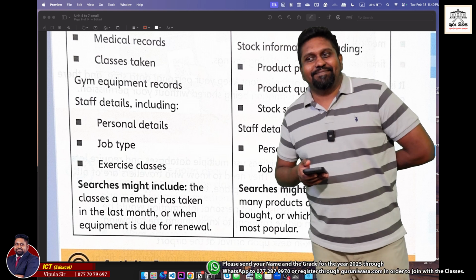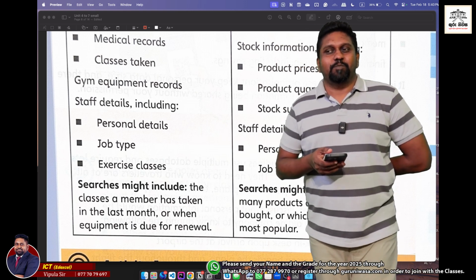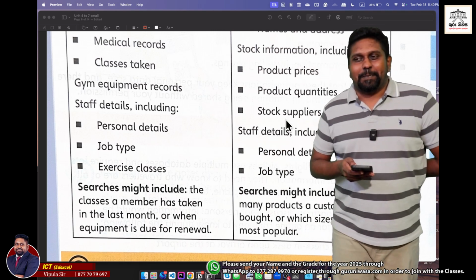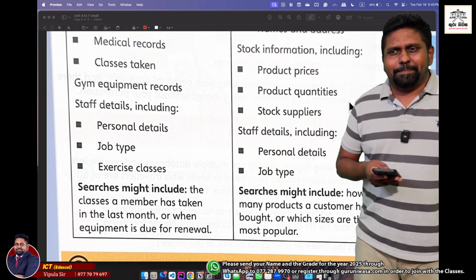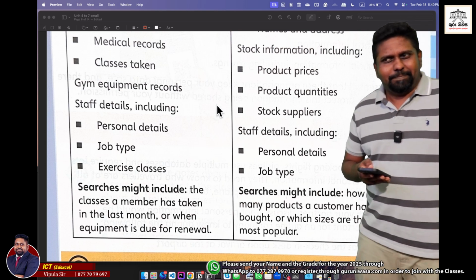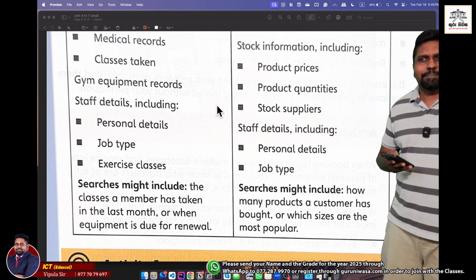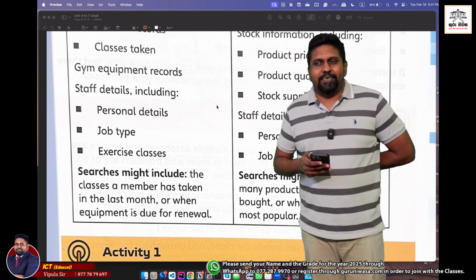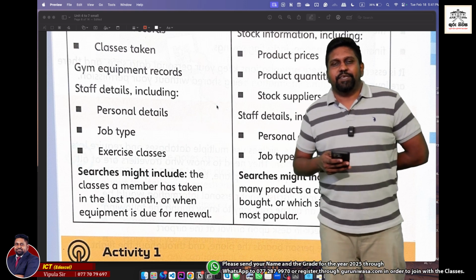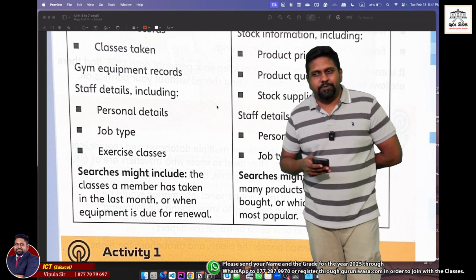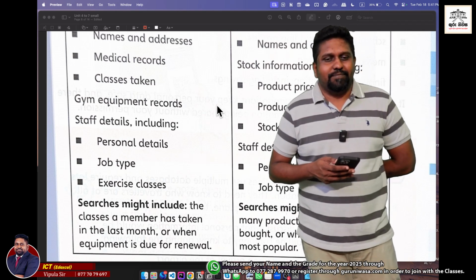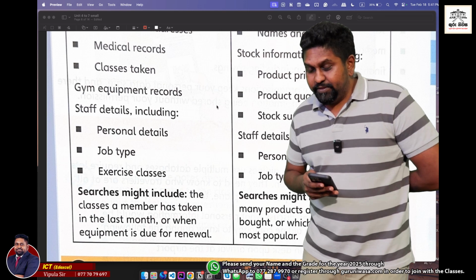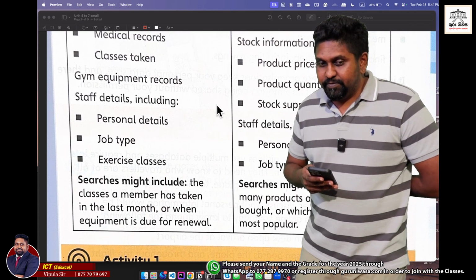What do you think? You got the question? You want me to explain the question again? What type of information? So if you take a gym, what type of information will you have to take out? What are the equipments in there? What are the gym equipments in there?